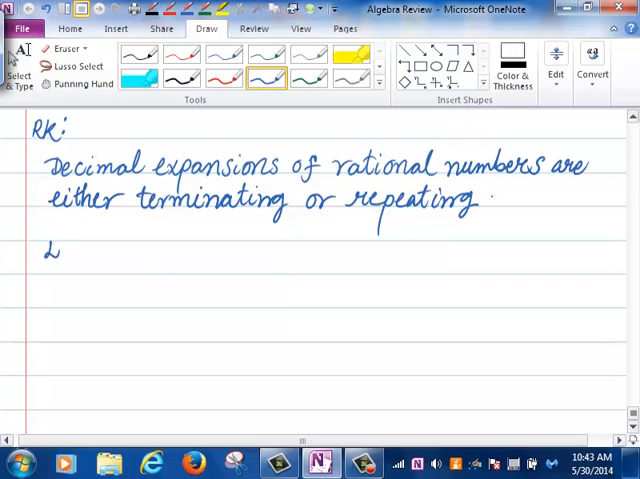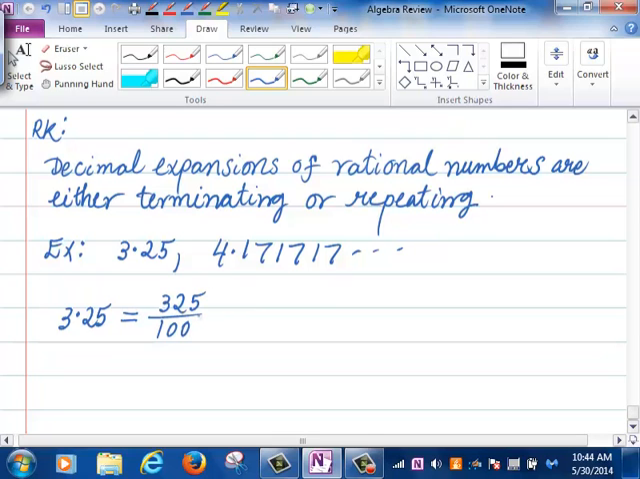What do I mean by that? If you have the number 3.25, is that terminating? It means you have finitely many digits, okay? On the other hand, if I have a number like 4.171717..., it means that 17 repeats infinitely often, right? So in the second number, I have infinitely many digits, but the 17 is repeating, okay? So anytime you have a decimal expansion which is terminating or repeating, it's a rational number. You might say, what? You can write that as the ratio of two integers? You think that's the case? How would you write 3.25 as the ratio of two integers? I'm pretty sure you know it. 325 divided by 100, right? So this is a ratio of two integers.